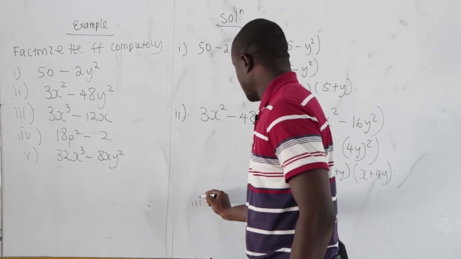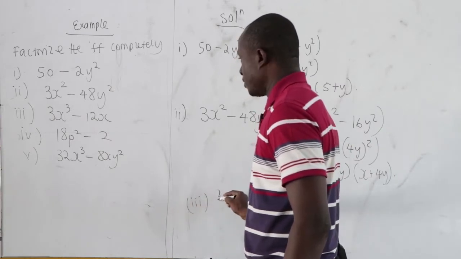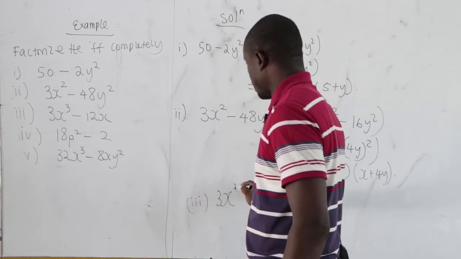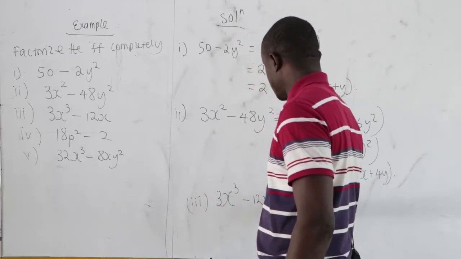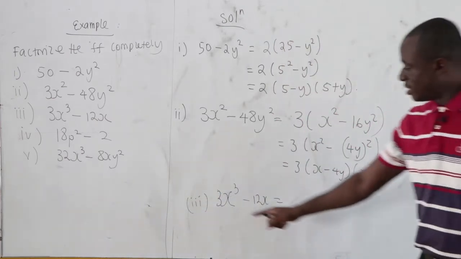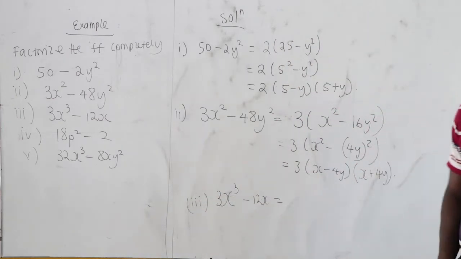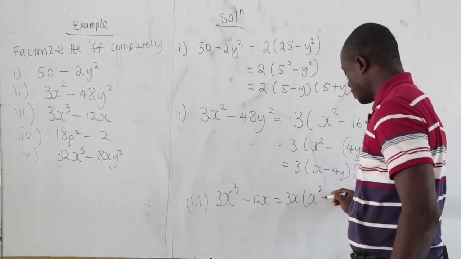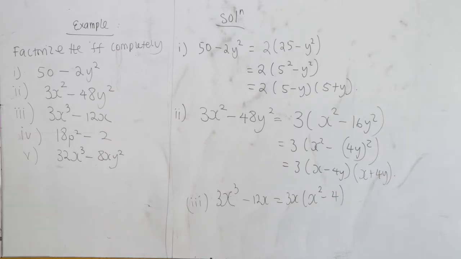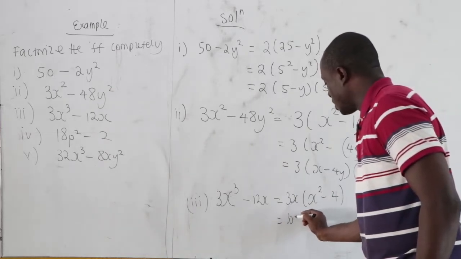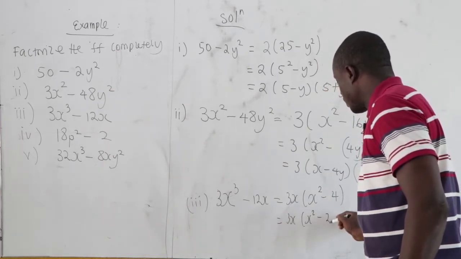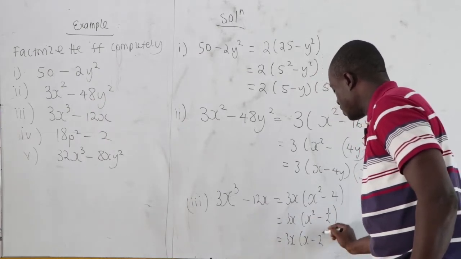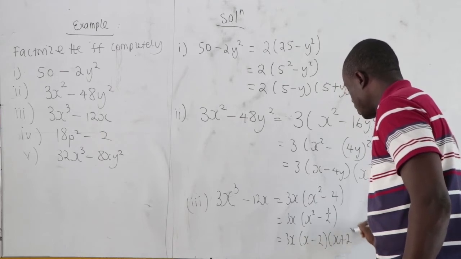Now let's see the third one. The third one is 3x to the power 3 minus 12x. Now here, what is common? Clearly, 3 is a factor here, 3 is also a factor here. So 3x is a factor. So you have 3x out, and what are we going to get? x squared minus 4. And this is just 3x times (x squared minus 2 squared). So we have 3x, we have (x minus 2), (x plus 2).